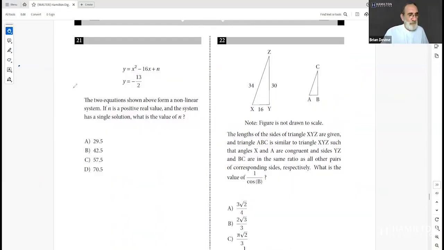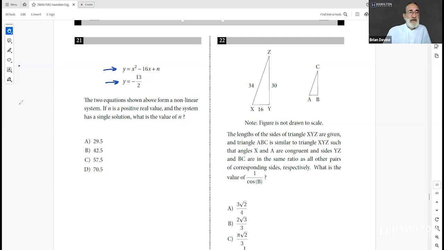Question 21. The two equations form a nonlinear system, and n is some positive real value. And the system has a single solution. And we want to know what's the value of n. Well, I could maybe graph this with a slider and see when it crosses that line. I could do it that way.